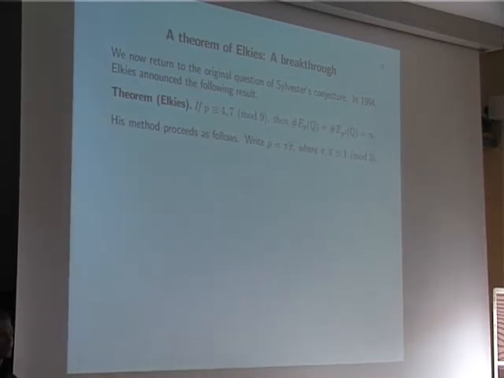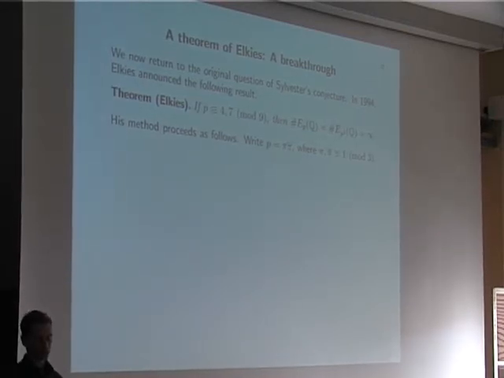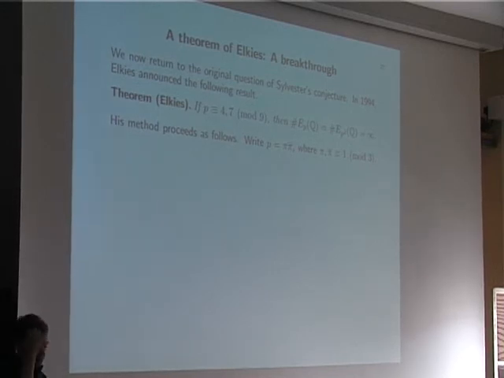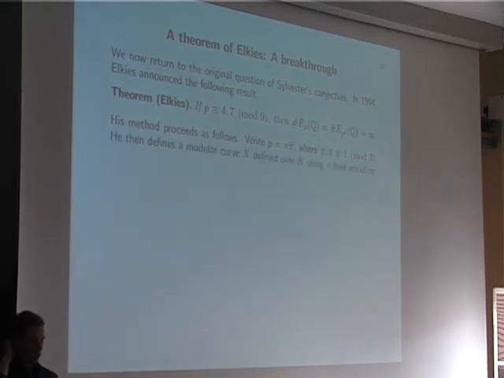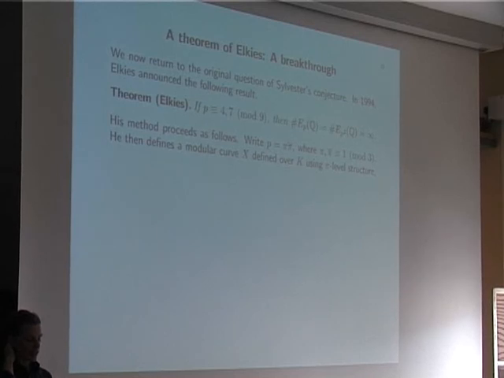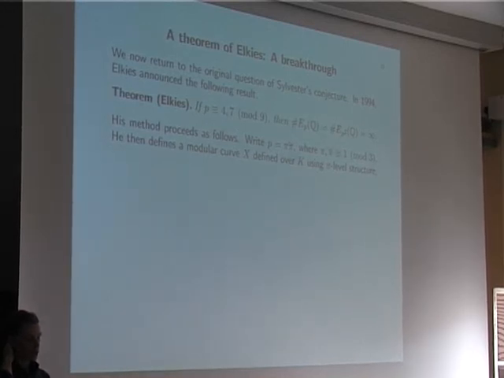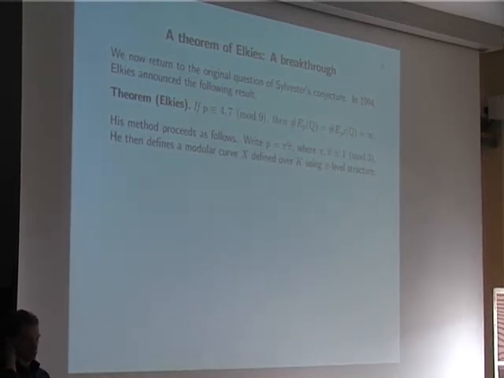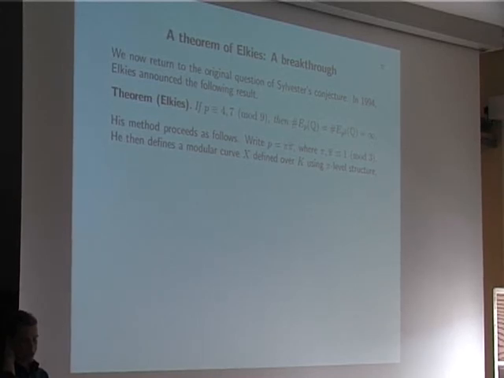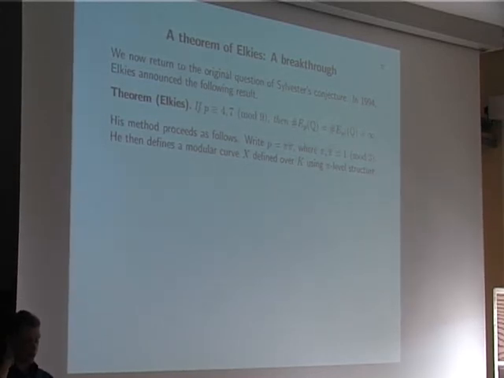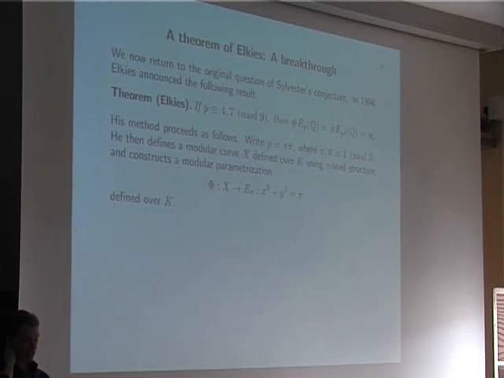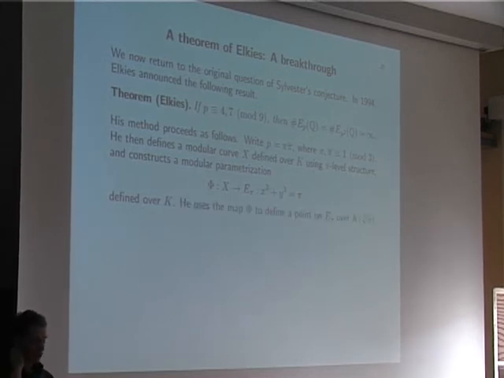So you have to write P as pi times pi bar, where both of these are elements of K, where they're normalized to be 1 mod 3. So he does something funny. He defines a modular curve defined over K, which is, again, Q adjoin the cube root of unity. And here he uses some sort of pi level structure. And from this, he gets a modular parameterization to E_pi. So you get some x cubed plus y cubed equals pi. And that's defined over K.